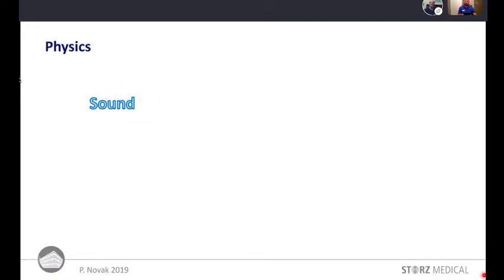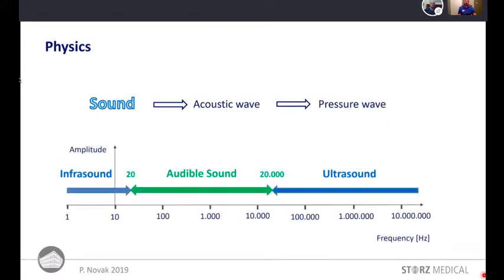Now let's go on. It starts with sound, because you can hear the shock waves. So it's an acoustic wave, and more generally, it's a pressure wave. If you look now at the spectrum, the frequency range of sound, you can see that the green area here, from 20 to 20,000 hertz, is the audible sound. Infrasound is something you can feel but not hear. And ultrasound is everything above 20 kilohertz. Shockwave, as you will see later on, covers a broad spectrum starting from low frequency to high frequency.